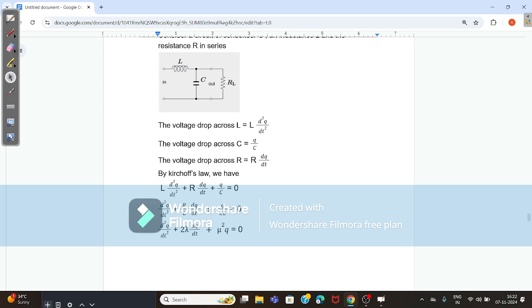d square Q by dt square plus R by L dQ by dt plus Q by CL is equal to 0. d square Q by dt square plus 2 lambda dQ by dt.